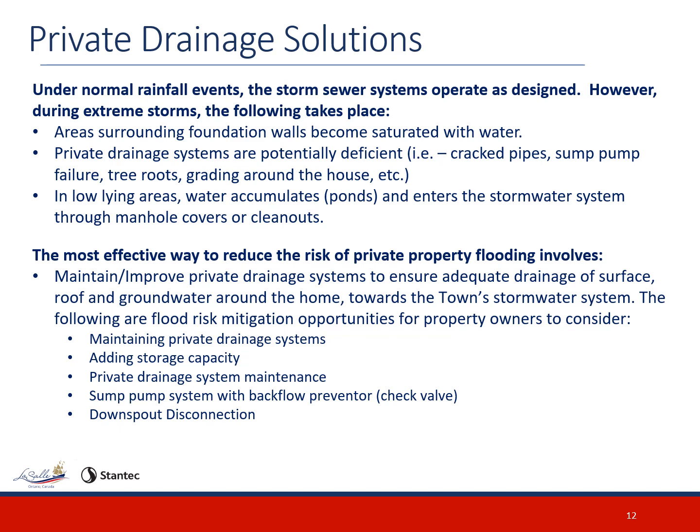The most effective way to reduce the risk of private property flooding involves maintaining and improving private drainage systems to ensure adequate drainage of surface, roof, and groundwater around the home towards the town's stormwater system. The following are flood risk mitigation opportunities for property owners to consider: maintaining private drainage systems, adding storage capacity, private drainage system maintenance, sump pump system with backflow preventer, and a downspout disconnection.